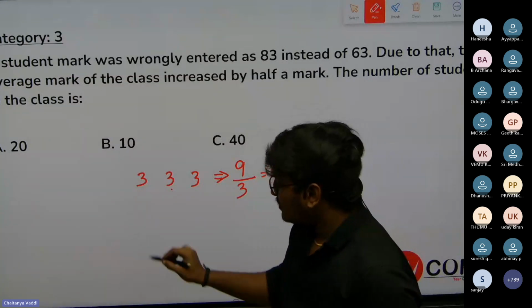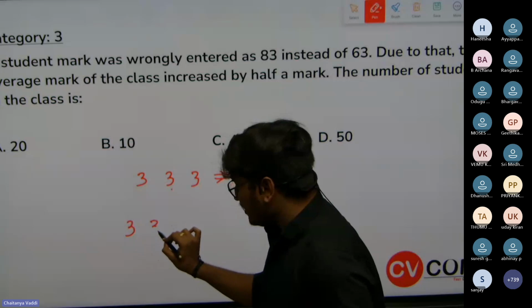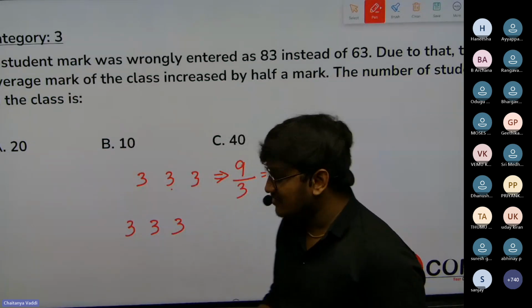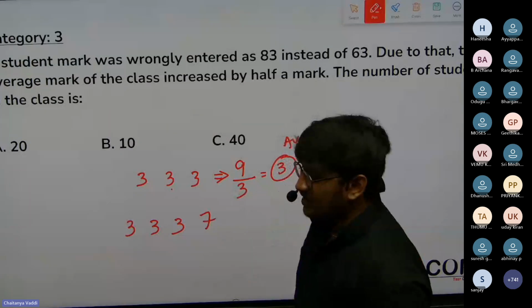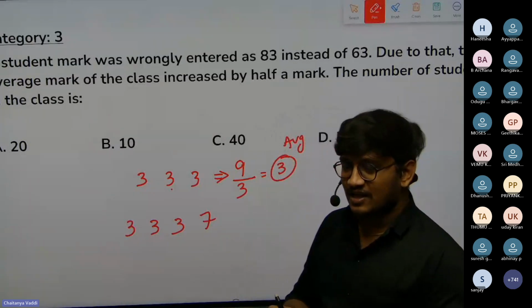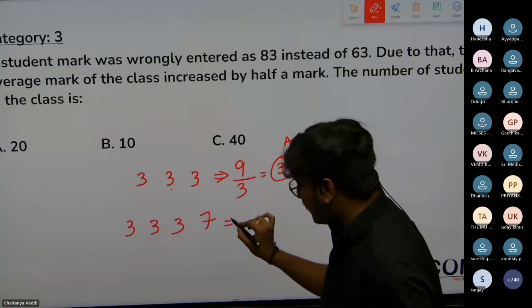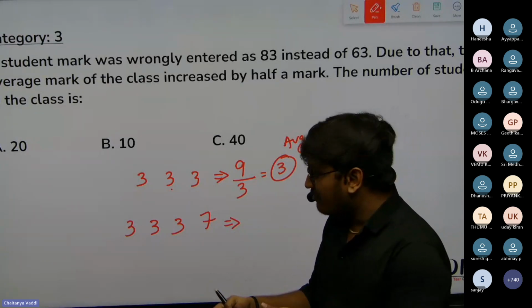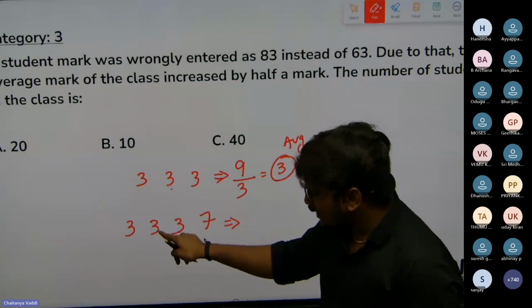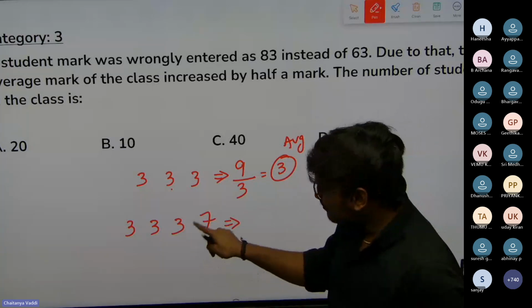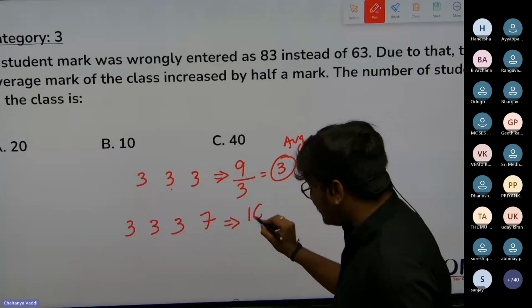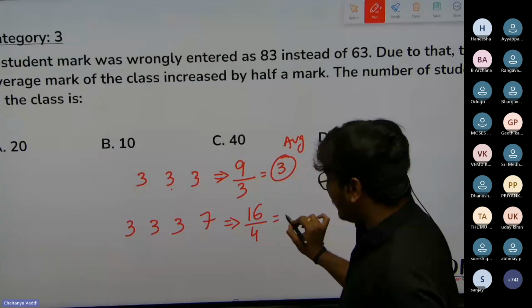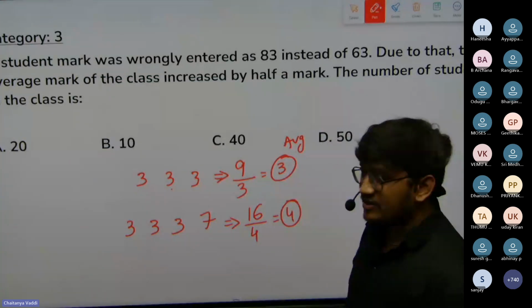Now there are three students with 3 chocolates each, and a fourth student entered the class with 7 chocolates. Can you guess the average number of chocolates in the entire class? 3 plus 3 plus 3, 9. 9 plus 7, 16. There are 16 chocolates in the class. And how many students are there? 16 by 4, which equals 4. Now the average is 4.